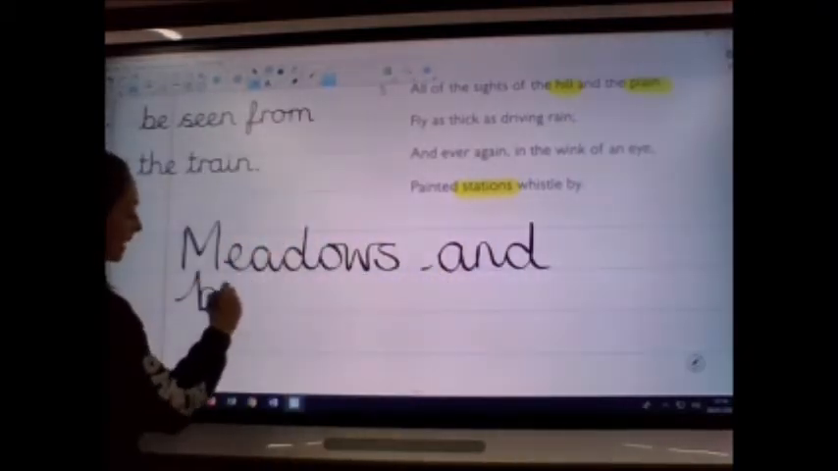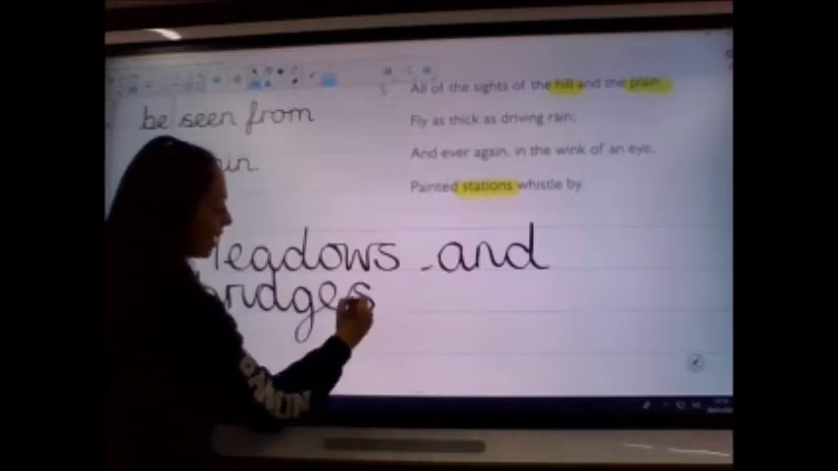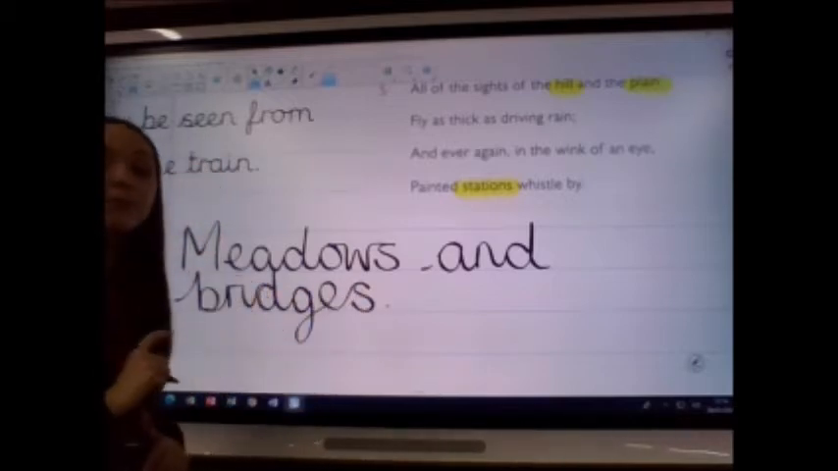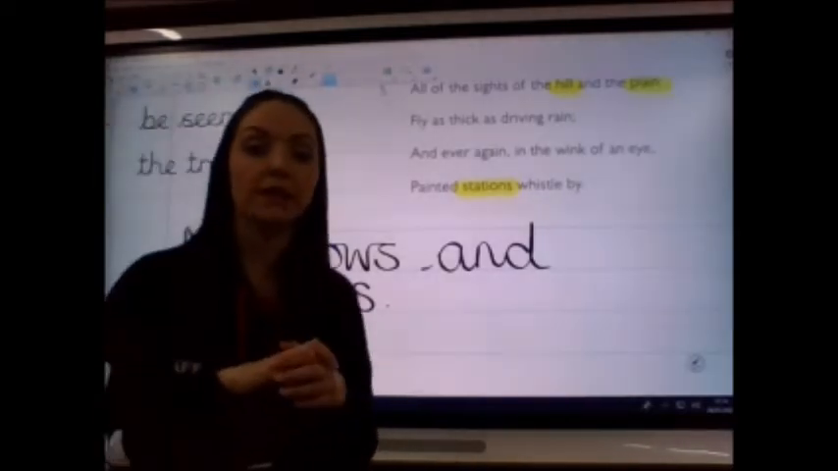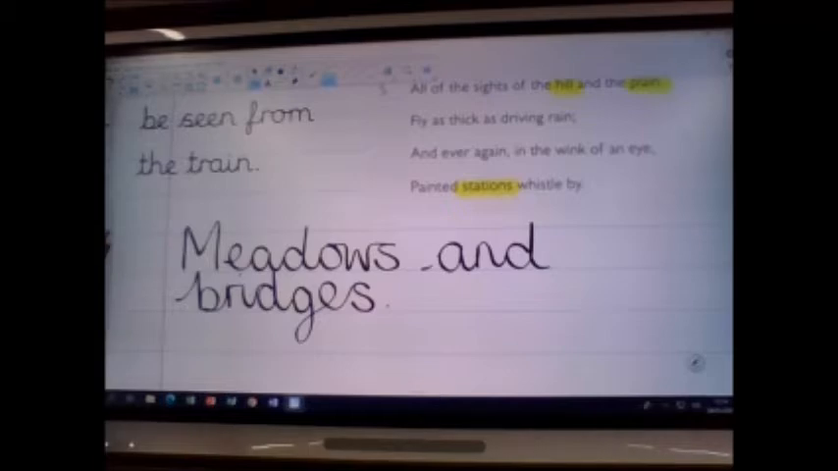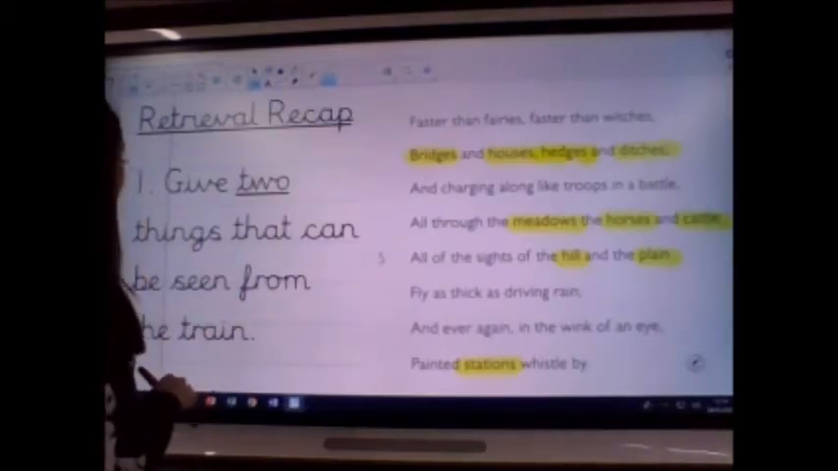If you want to put a bit more detail, you can do. So you can put meadows and bridges can be seen from the train. If you want to do that, that's fine, but you don't really need to. To get the mark, all you need to do is give your 2 things. Okay? It's not asking for any evidence or anything, so just those is fine.